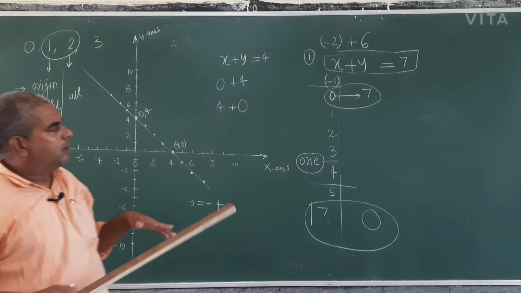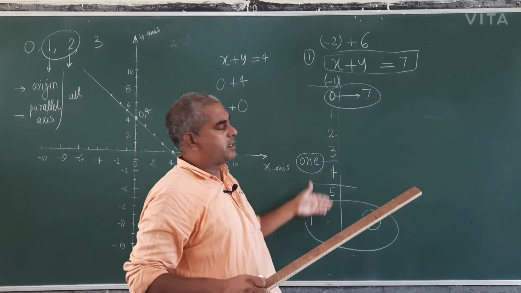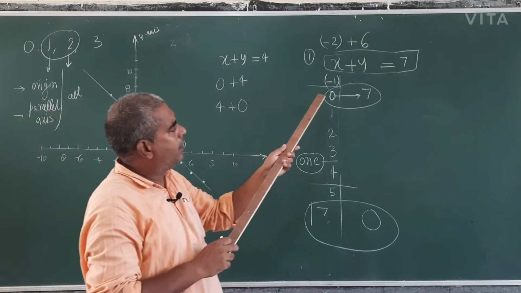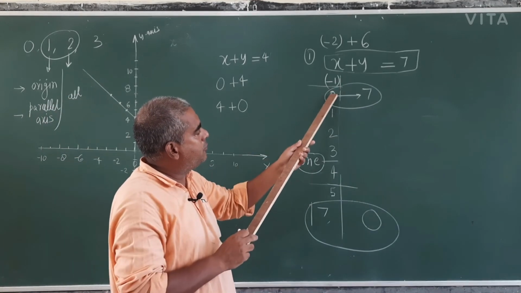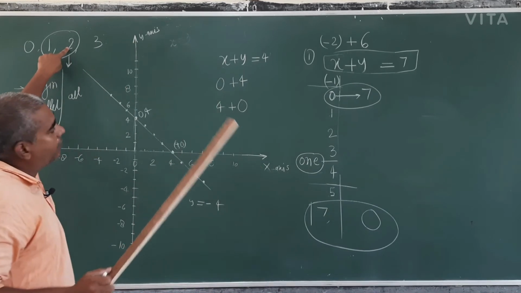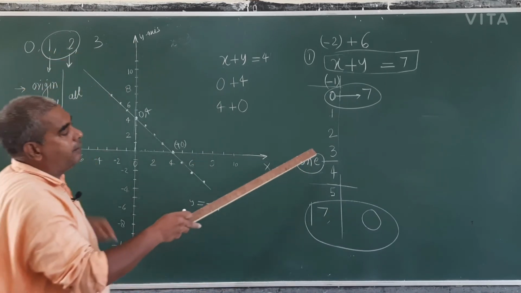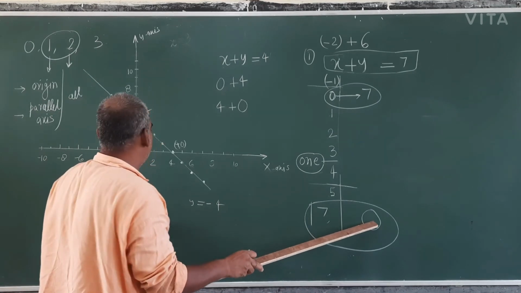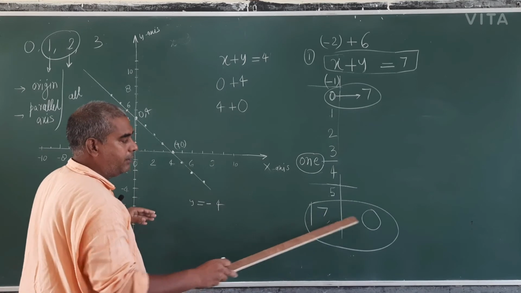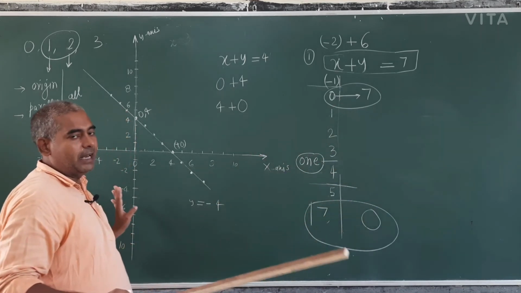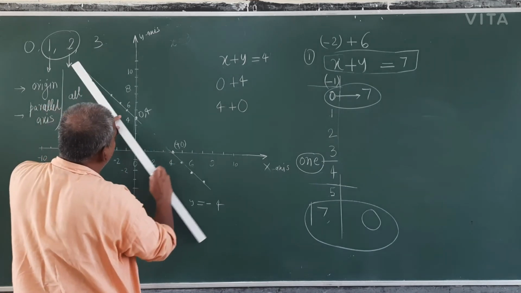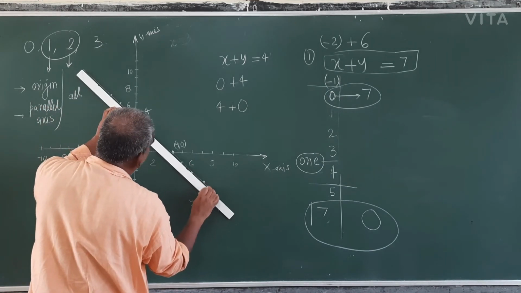So why don't we take all the points? Because all the points will lie on the line itself. So we will take only the point where x is equal to 0, meaning the point on the y-axis, and where y is equal to 0, meaning the point on the x-axis. And with the help of these two points we can draw any line. You can draw this line and all the other points will come automatically. You can check.